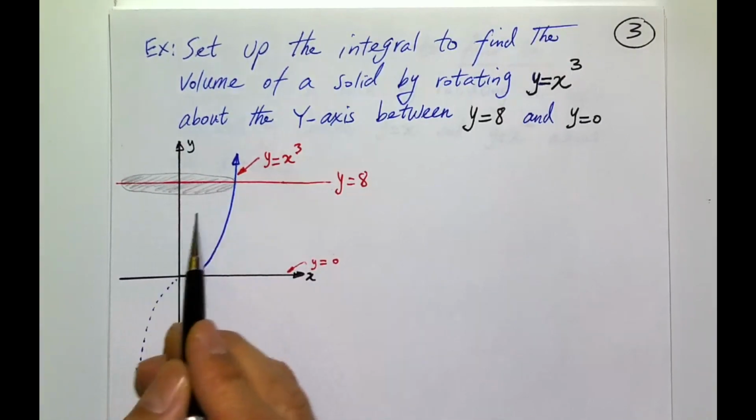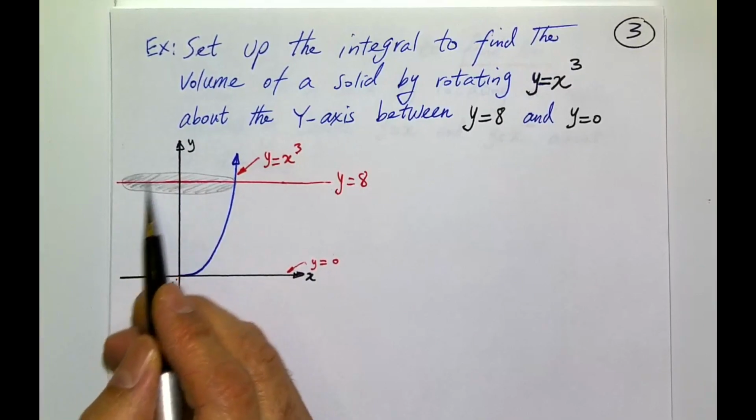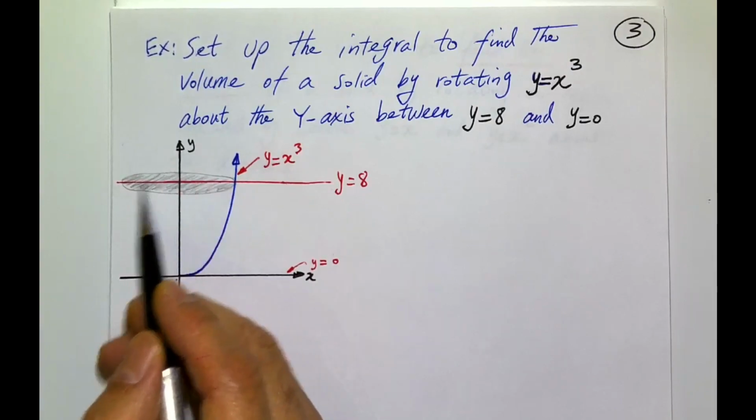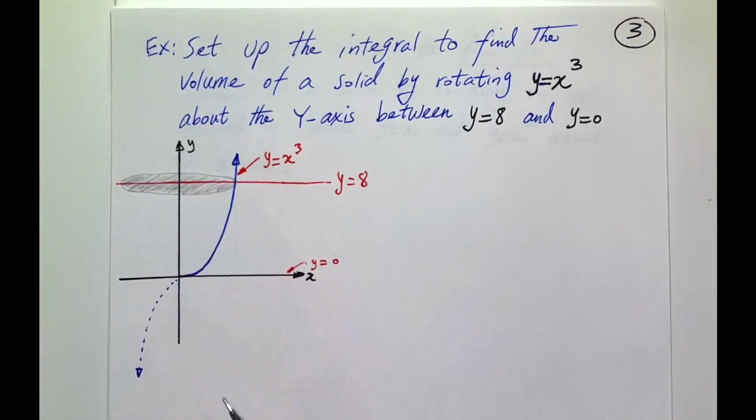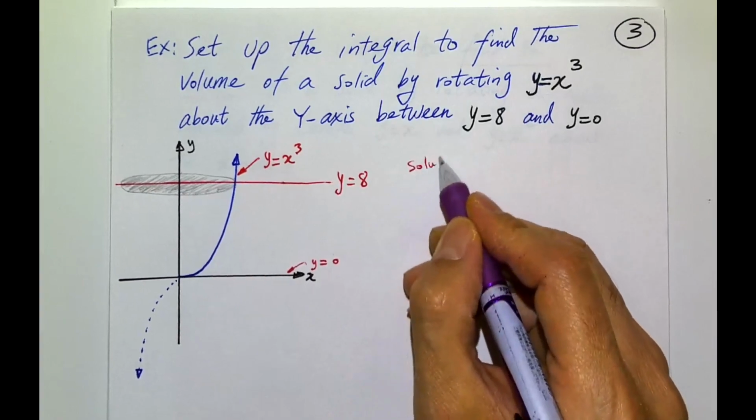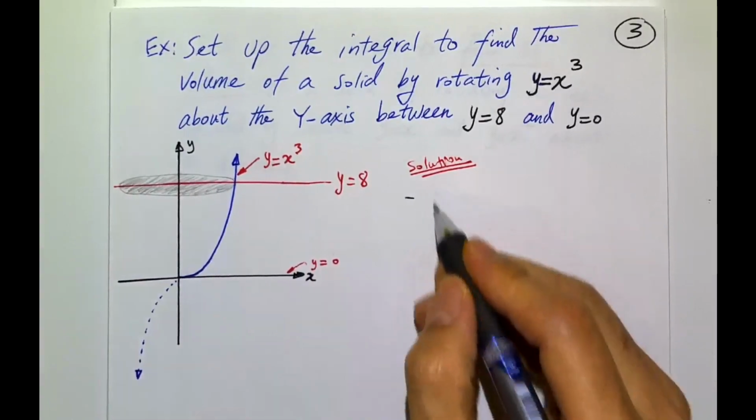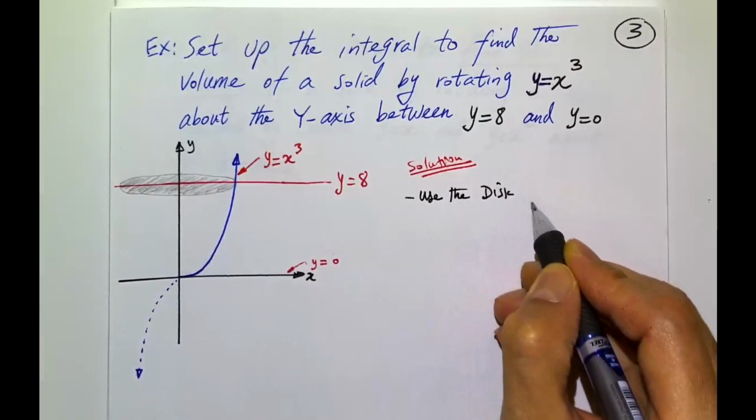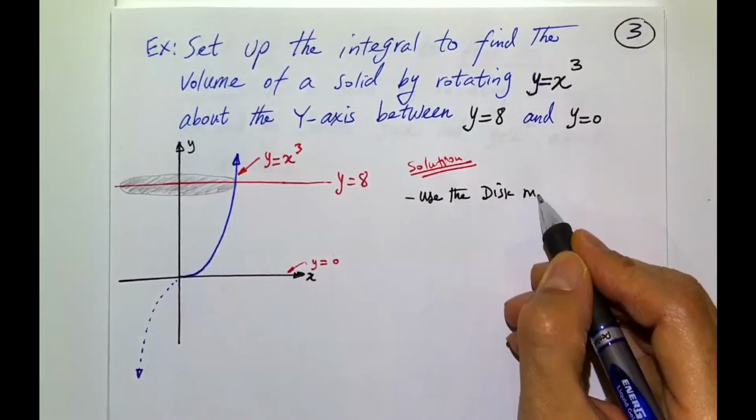We're going to get a washer or a disk. What do you think? That's going to be a disk, right? This is again a solid disk. There is no hole in the middle. This is not a washer. This is a solid disk. So when we set up our solution, the first thing we establish is to use the disk method, right? We have a solid disk as we sketch in this drawing.